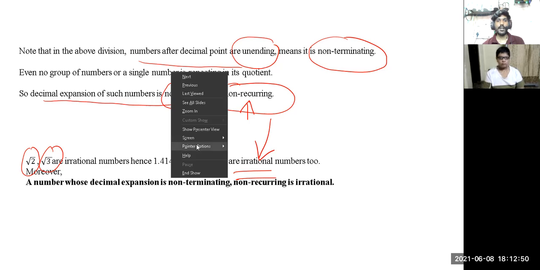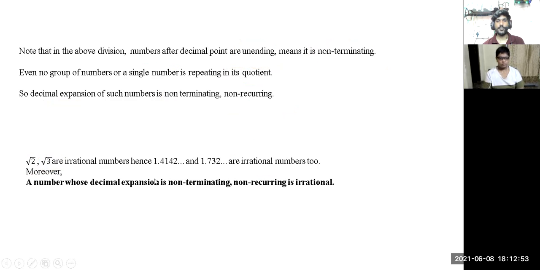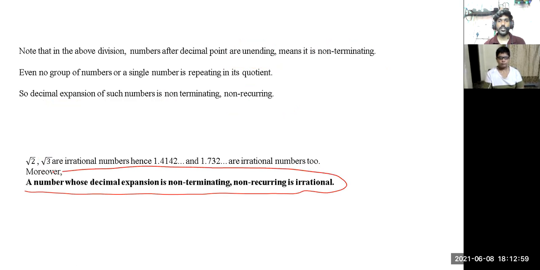Moreover, this is an important statement to keep in mind. A number whose decimal expansion is non-terminating, non-recurring is irrational. This is a statement which I keep saying again and again. So now you have studied two definitions of irrational. Which is the first one?